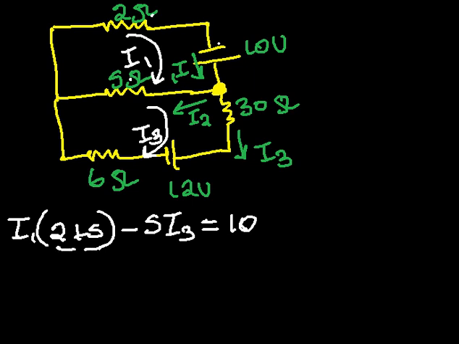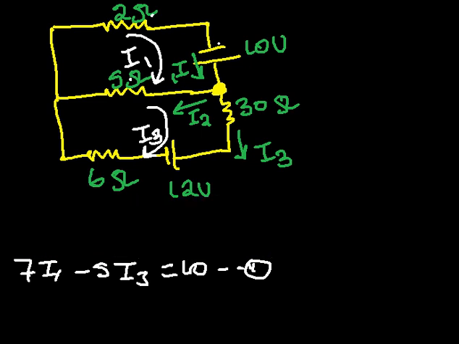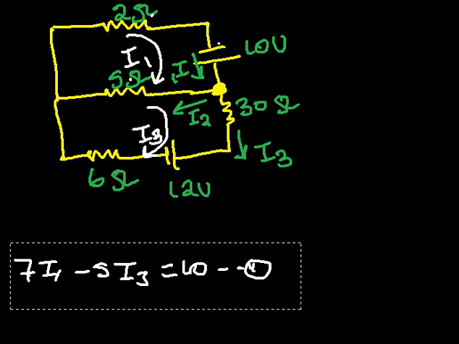Then we'll sum this up. In this case, we'll have 7 I1 minus 5 I3, which is equal to 10. So these three parameters are known parameters. Hence, this is regarded as equation 1. Keep it safe. That is equation number 1. We should keep it.